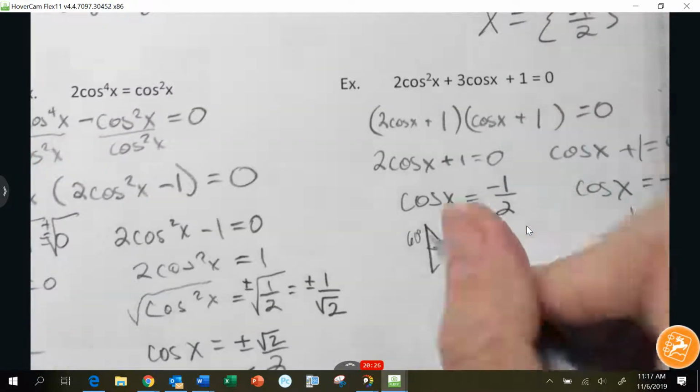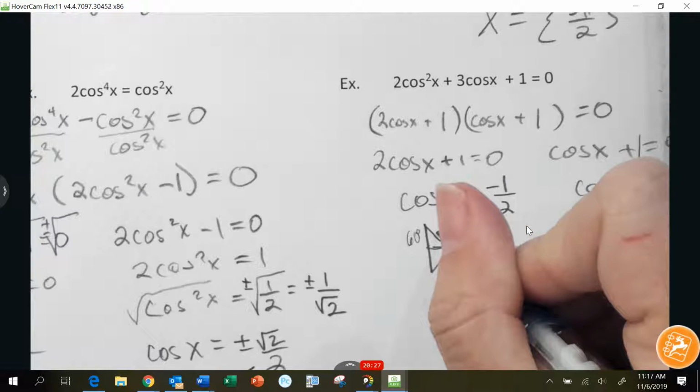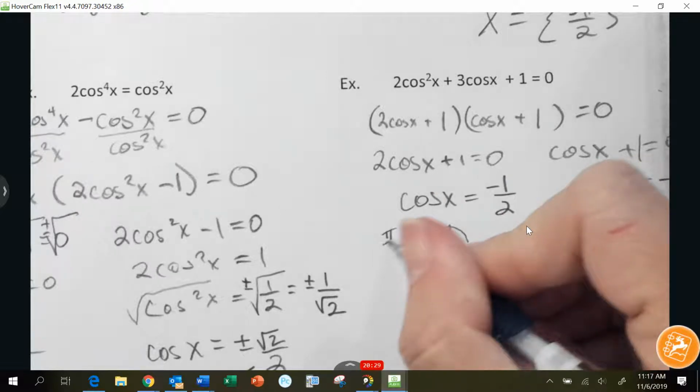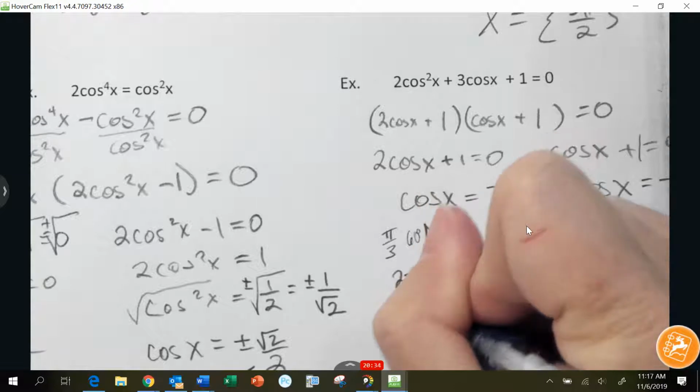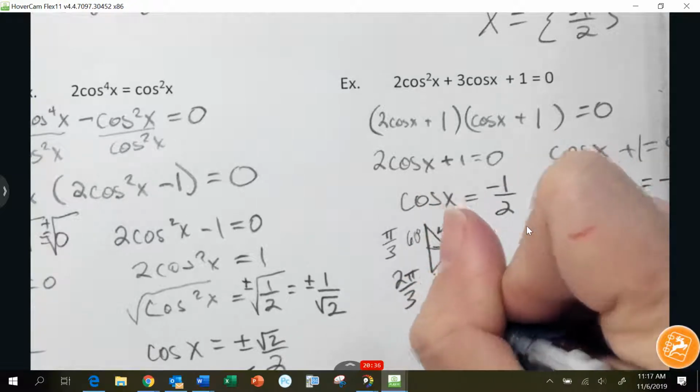So then I just think in radians, I'm going to be counting by pi over 3s. But to get in this quadrant, we're going to have 2 pi over 3. And to get in the third quadrant, it's going to be 4 pi over 3.